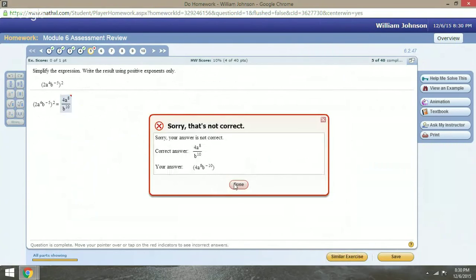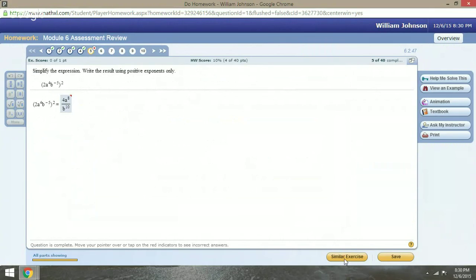Four a to the 8th over b to the 10th. Yeah, and see, I don't understand why it would be a divided problem. Yeah, well, it's a good question because it gave you the minus sign, so you'd think, oh well, okay, so that's a glitch in the program, not a glitch in my calculations. Good to know. But we also know from reference that kind of notation works.